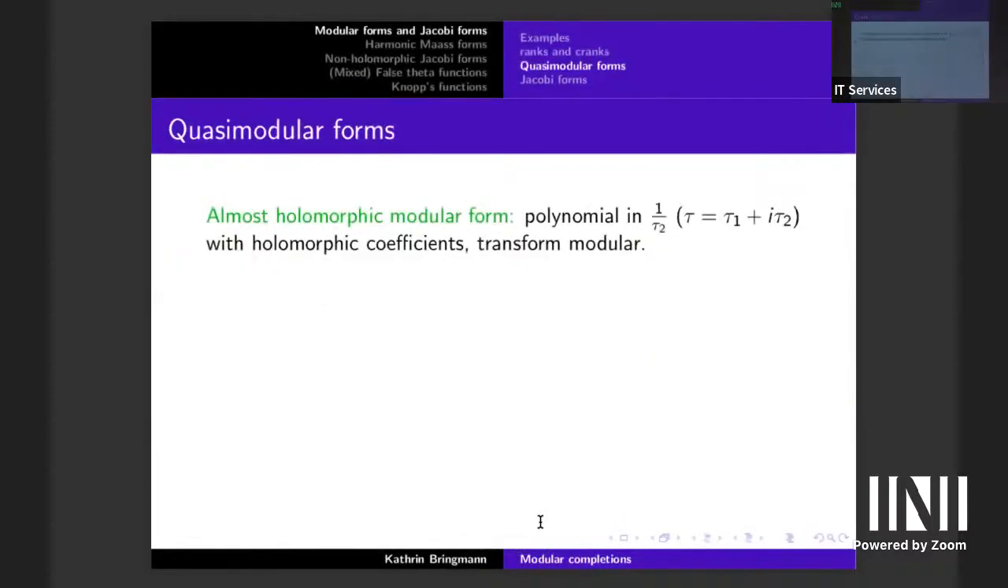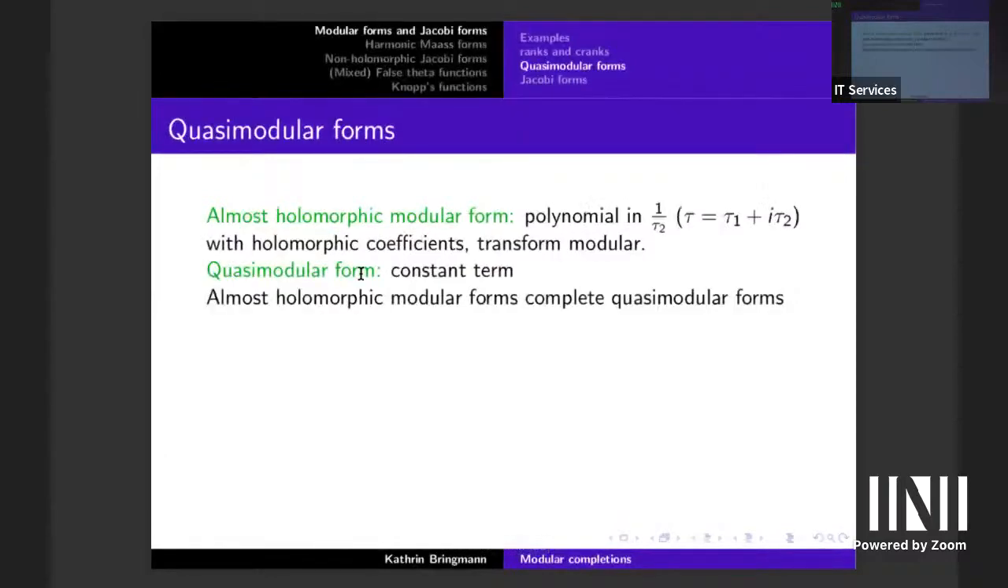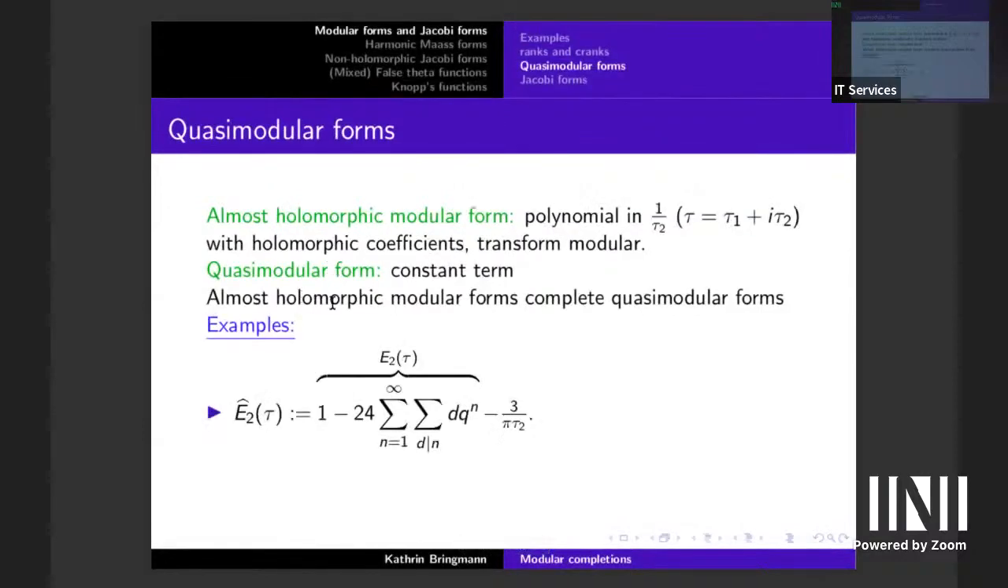One thing we'll also briefly need later are so-called quasi-modular forms. They occur as pieces of so-called almost holomorphic modular forms, which behave like modular forms, but are polynomials in one over the imaginary part of my variable, and the coefficients are holomorphic. And if you take then the constant term, you get a quasi-modular form. So you can view these almost holomorphic modular forms as completions of quasi-modular forms. The most famous example is the Eisenstein series E2. That's a quasi-modular form, and you add this simple polynomial in the imaginary part to obtain E2 hat, sometimes called E2 star, which transforms like weight 2. And also derivatives of modular forms are quasi-modular forms.